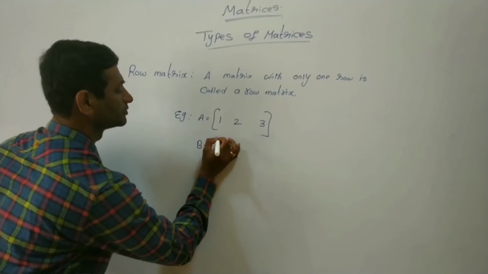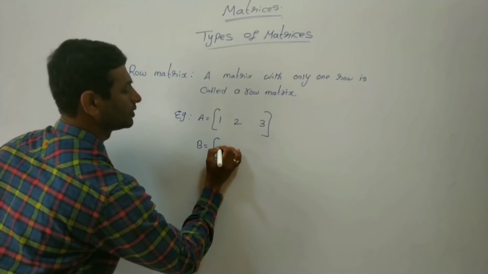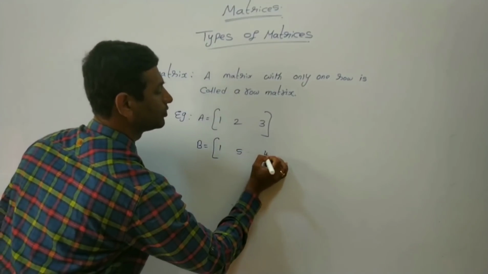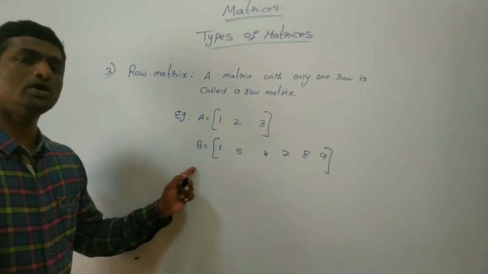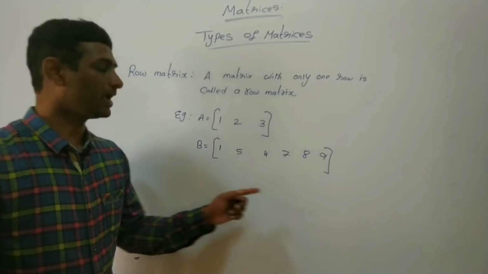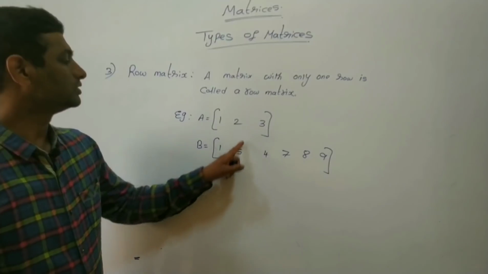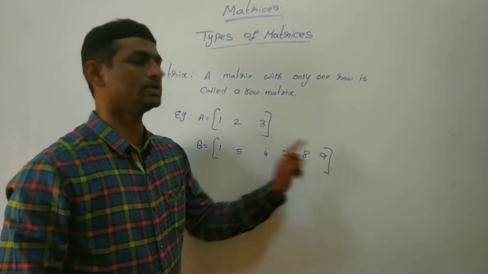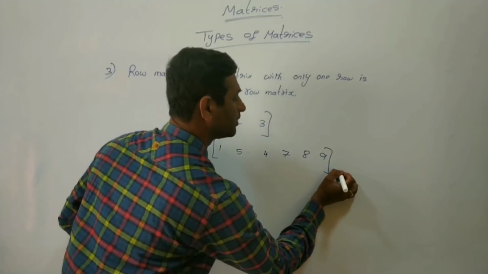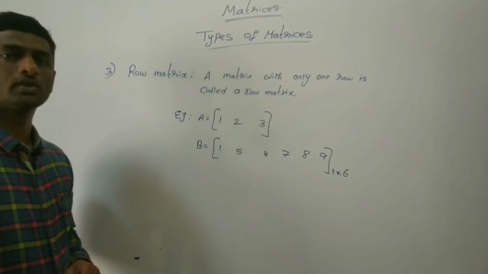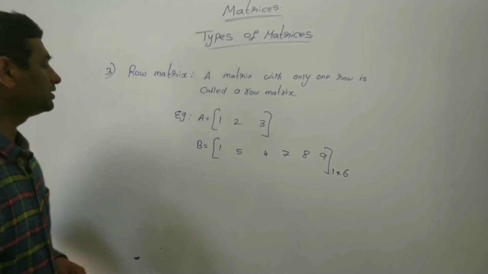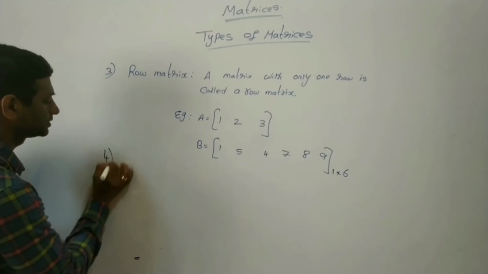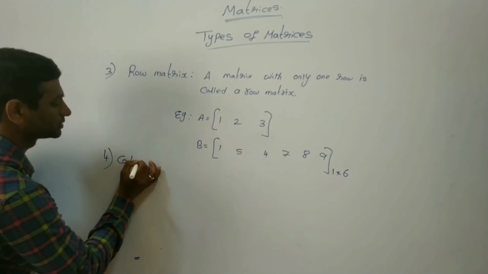B is equal to 1, 5, 4, 7, 8, 9. It is also a row matrix with one row and how many columns? 1, 2, 3, 4, 5, 6. So it is a 1 by 6 matrix. So it is an example of a row matrix. Now we will see one more matrix, that is the column matrix.